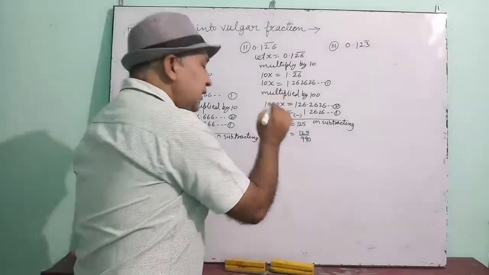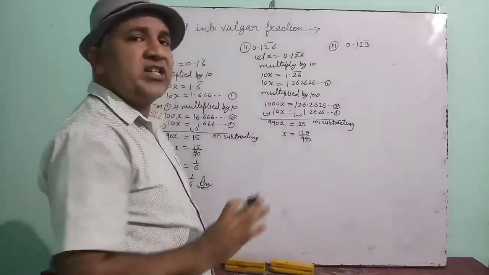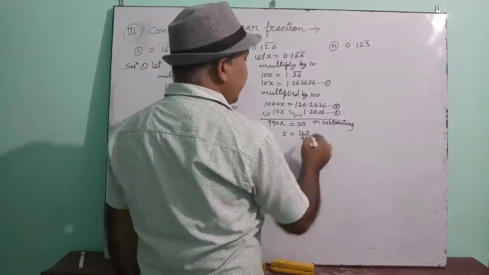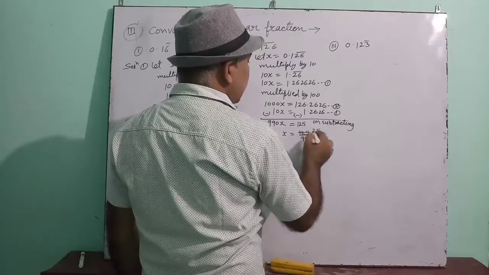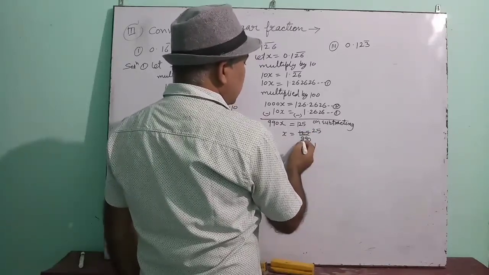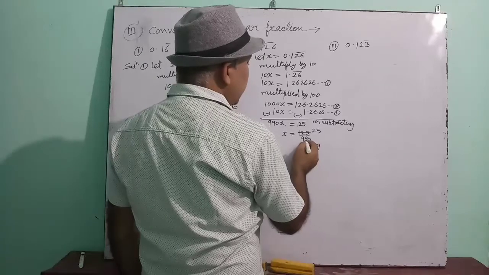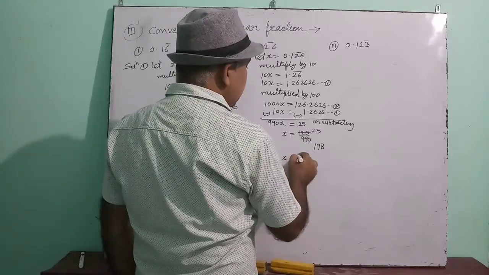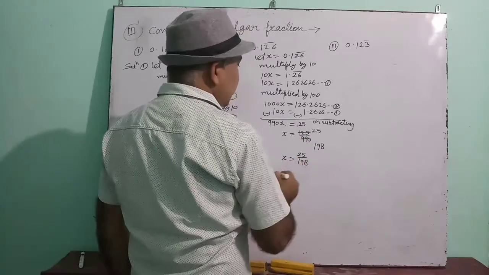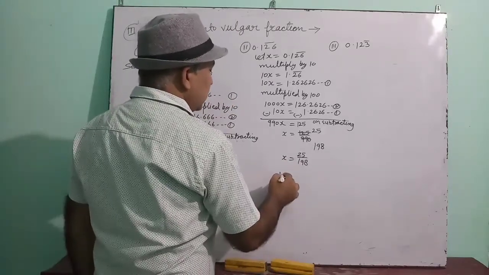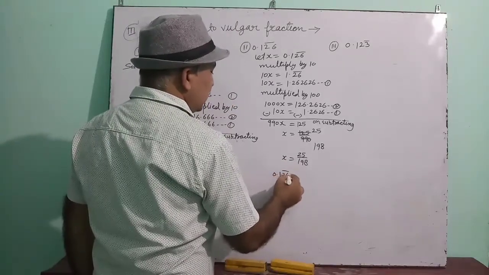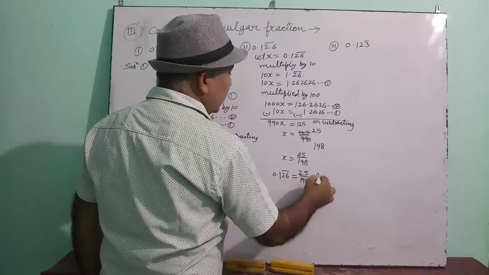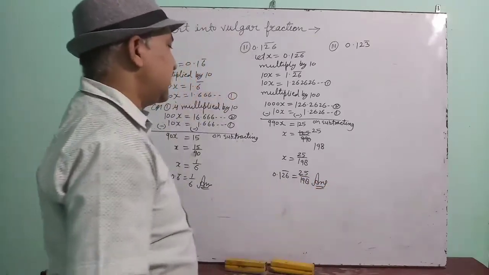Okay. Now convert this into the smallest form. This is the necessary condition. You can see that both the numbers are divisible by 5. 5 into 25, 5 into 198. That means x is equal to 25 upon 198. That means 0.126 bar is equal to 25 upon 198. This will be your answer. Okay.